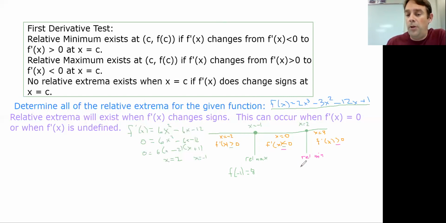Next up, I plug in my 2. If I plug 2 back into the original equation, I'm going to end up with -19. So I have a relative minimum at -19.